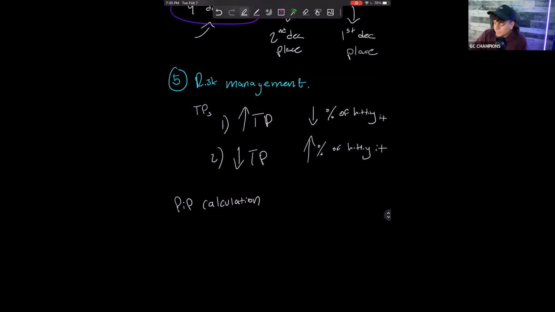Okay. And we're going to go into something called allocation and lot size after pip calculation. So what do I do with pips? Now that I know what pips are, this is my risk. We're going to look at my risk, okay? And we're going to look at my reward.